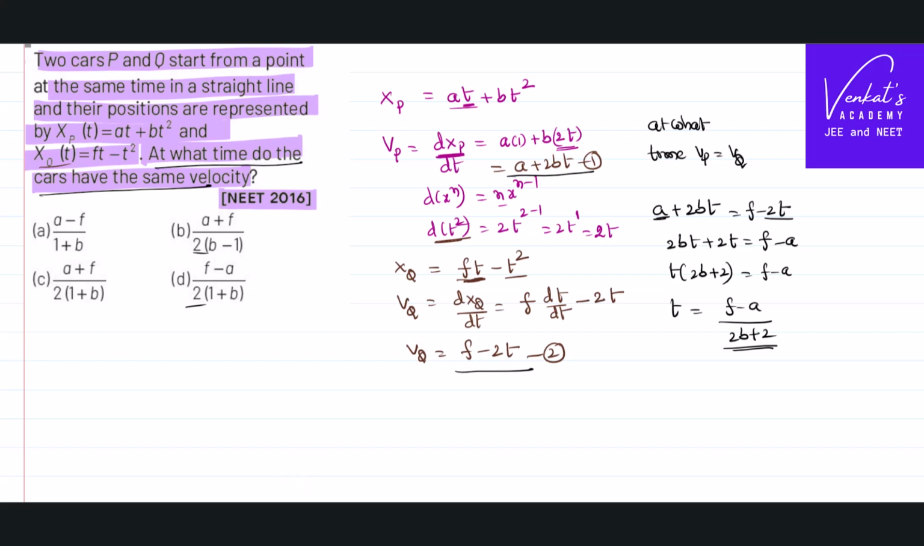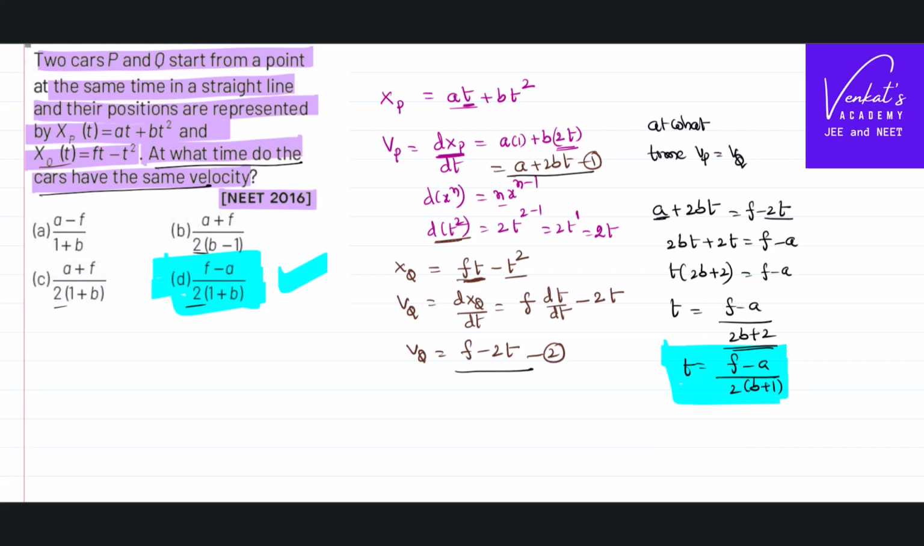2 is taken common in all of them. So let us take 2 common in the denominator. It becomes b plus 1. So at this particular time, t equals f minus a by 2 of b plus 1. So which option? This one is the right answer. At this time the velocities become equal.